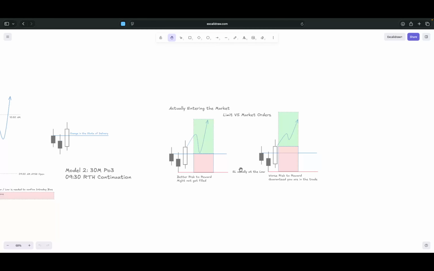Limit versus market orders, this is something that you can debate on, right? For me, I use market orders. Since I trade lower risk to reward, the better risk to reward of limit orders doesn't really matter to me because I'm already trading pretty low risk to reward anyways. I trade 1.5 to 2. Sometimes I trade 1.5, sometimes I trade 2, depending on my risk. But obviously you have to know the benefits of limit versus market orders. Better risk to reward, but the trade-off is you might not get filled. With market orders, you're sacrificing a bit of that risk to reward to guarantee a fill, right?